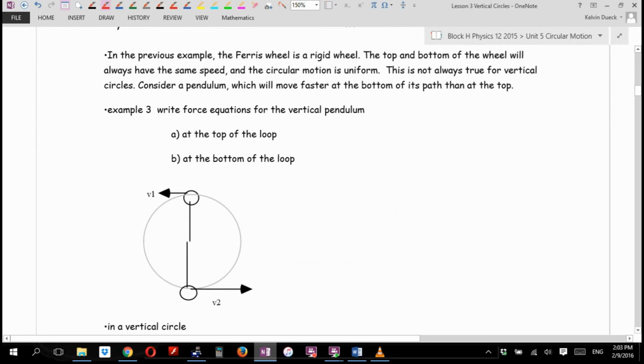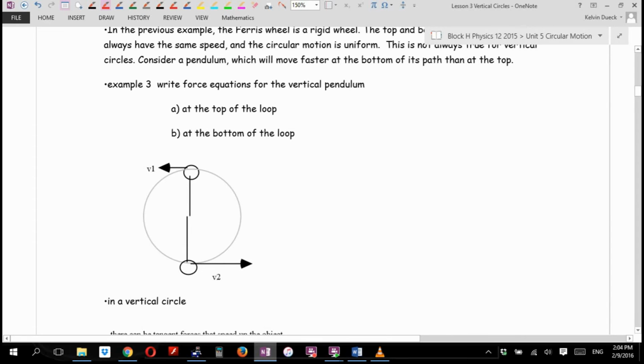In the previous example, the Ferris wheel is a rigid, solid wheel. The top and bottom will always have the same speed. The motion is uniform. This is not always true. If I have a rope like this, and I swing it in a vertical circle, you can see at the top I'm slowing down a little bit because gravity is slowing me down, and then I accelerate on the way down. So we cannot look at a situation like this except right here and right here. To try and analyze this Mitchell like at a 45-degree angle or something like that, right now, that's beyond our skill.